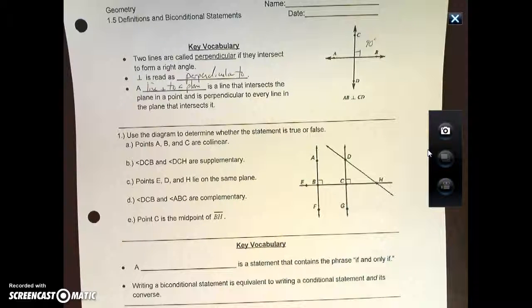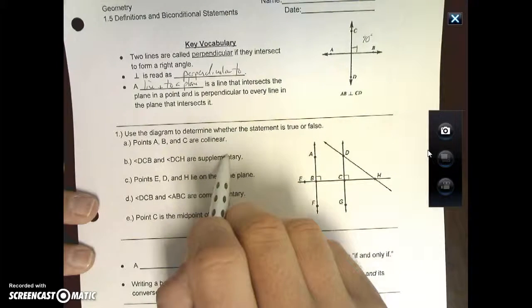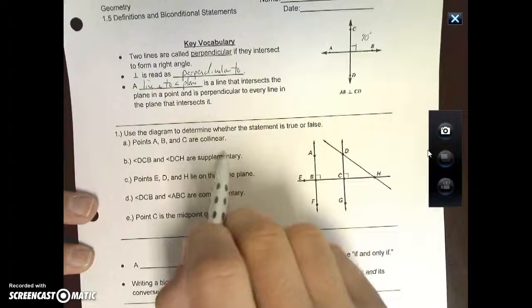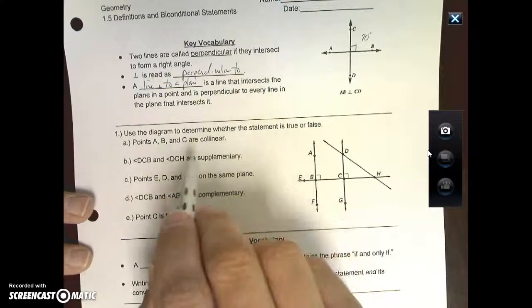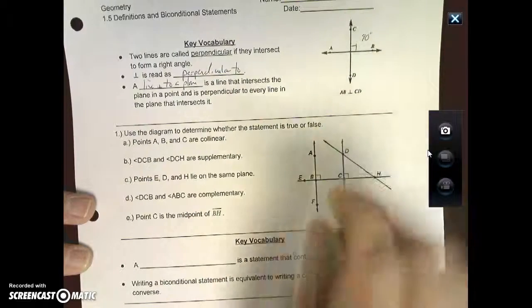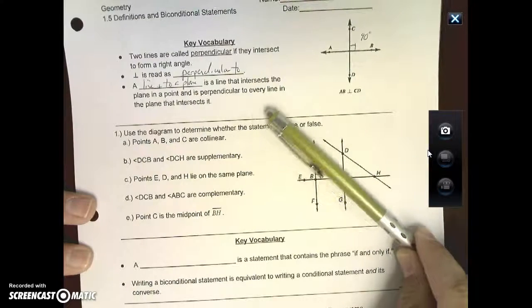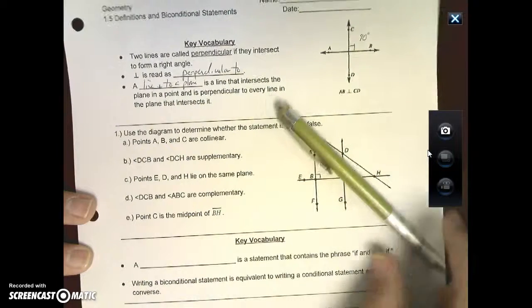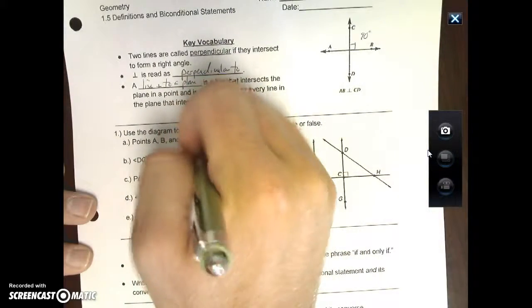Down number 1, use the diagram to determine whether the statement is true or false. So we're just saying true or false here. Points A, B, and C are collinear. When you hear the word collinear, you're going to hear in class collinear and coplanar. They're just points on the same line or on the same plane. So A, B, C is right here. Can I take my pen and drop it so that all 3 of these points are on the same pen? What do you guys think? Hopefully you see that it is not. This is going to be false.